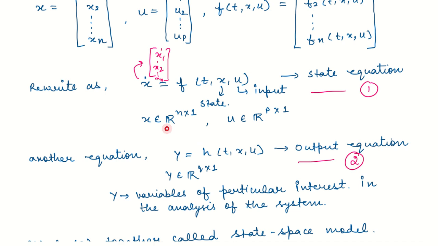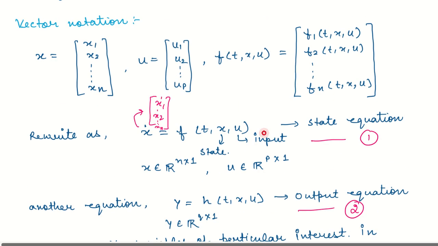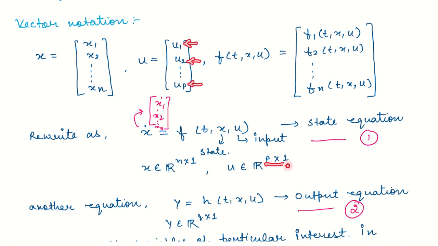X belongs to R n cross 1. It means that x is a vector with n rows and one column. Similarly, u is R p cross 1, that is p rows and one column, because the number of inputs is p: u1, u2 up to up. That's why p cross 1.